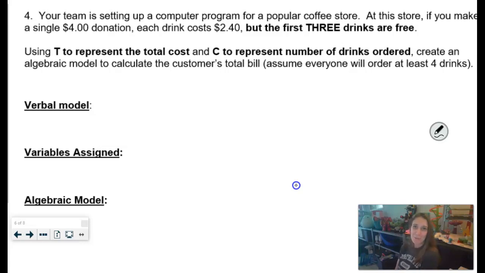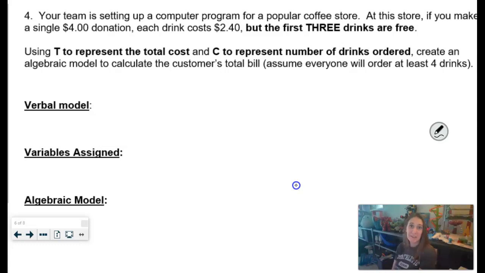All right, so your team is setting up a computer program for a popular coffee store. At this store, the customer would make a single donation of $4, and then every drink costs $2.40, but you get the first 3 drinks free. Kind of, but you made a donation, but whatever. So they said T represents the total cost, and C represents the number of drinks ordered. They want you to create an algebraic model that calculates the customer's total bill. And just for ease, let's assume that everyone's going to order at least 4 drinks. Because if you already get 3 for free, why wouldn't you just get a 4th, I guess?